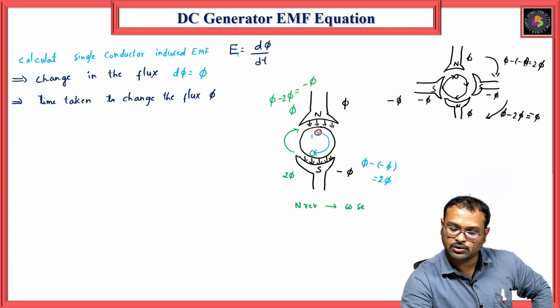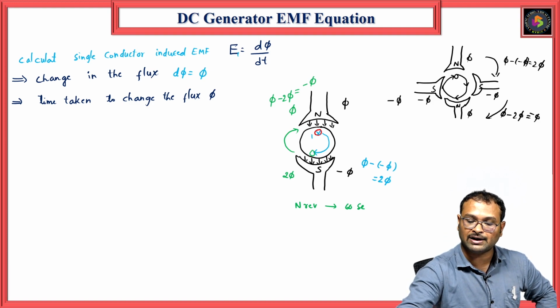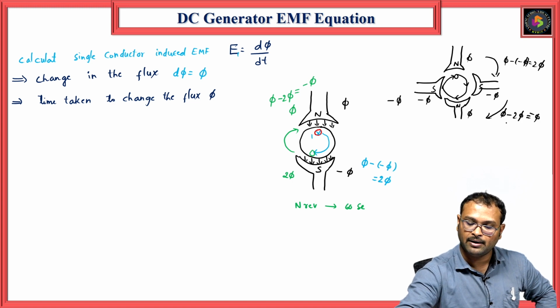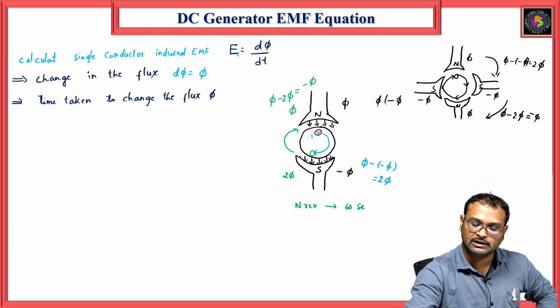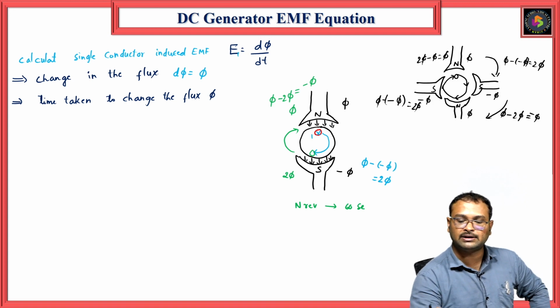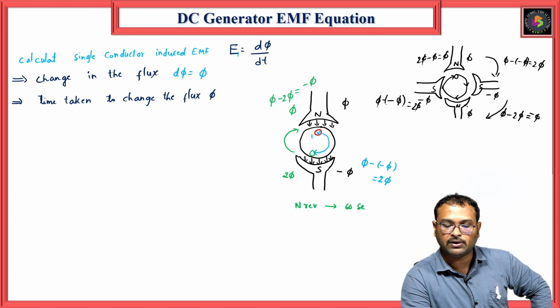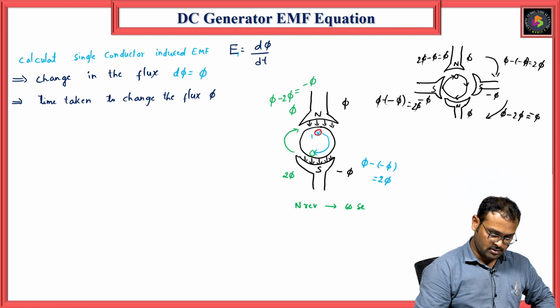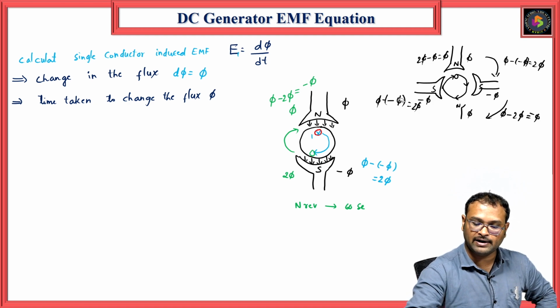Okay. So here it came. Sorry, we have to consider what is the flux change from this point to this point. So phi minus of minus phi, it will become how much? 2 phi. So again it will go to 2 phi minus phi, it will become phi. So here the thing is, flux changes from one point to another point, and phi is the change.